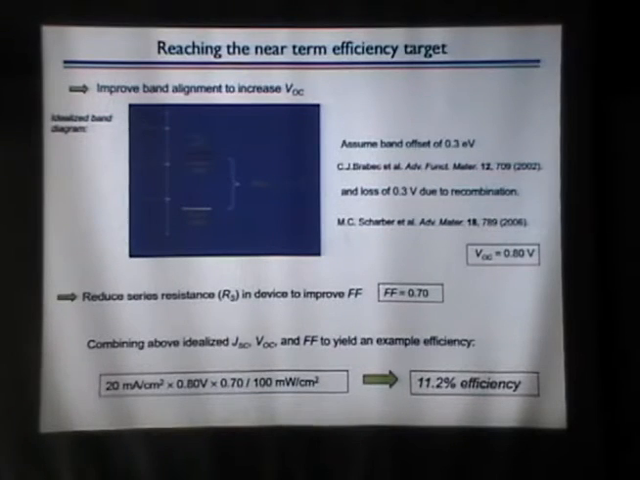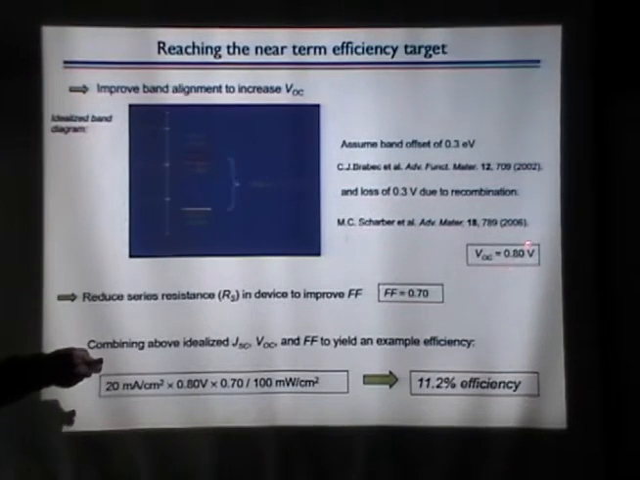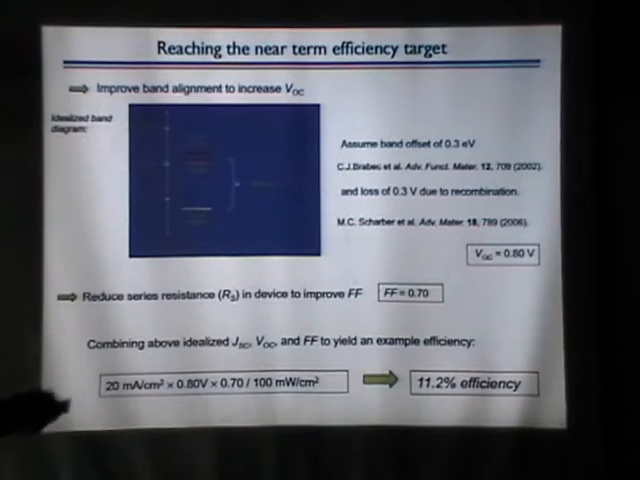In terms of voltage, if we can minimize the band offset, we get a higher voltage, so let's assume a band offset of 0.3. This is really optimizing it because right now we're over 1, but let's bring it down to 0.3. And we said we always lose a little bit of voltage due to recombination, and typically you lose another 0.3. So under these conditions, we would get an open circuit voltage of 0.8. And that's a very achievable value. We have lots of devices that can do that.